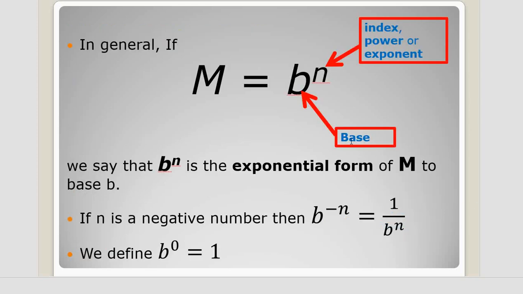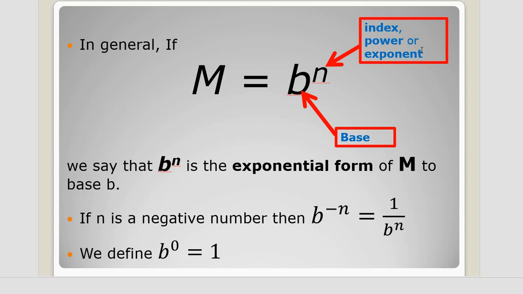Now in general, we'll have m equal to b power n. N is called the index, power or exponent. It has three names, index, power and exponent, the n. B is called the base and m is called mantissa. So even if you forget the names, you should know what you are doing. M equal to b power n. We say b power n is the exponential form of m to base b. B comes down, so the b is called the base, n comes up, so you call it the power.